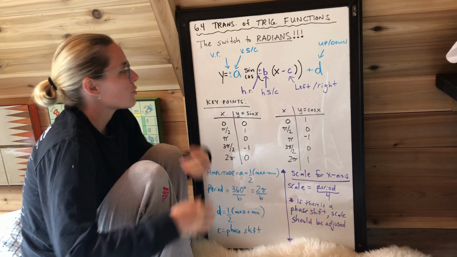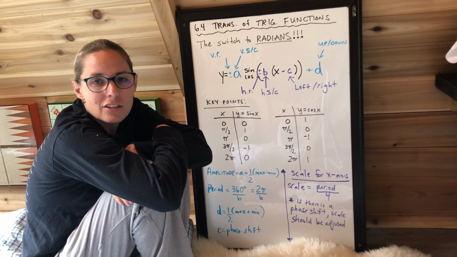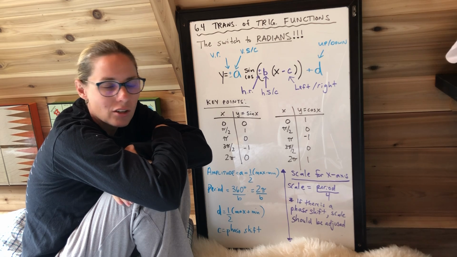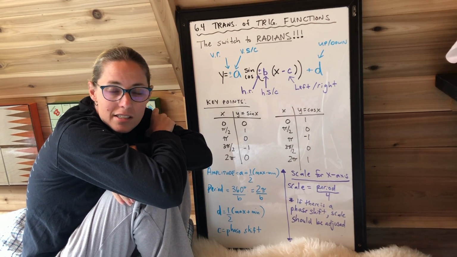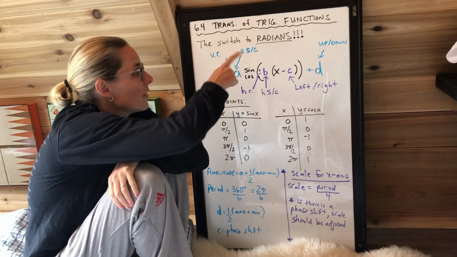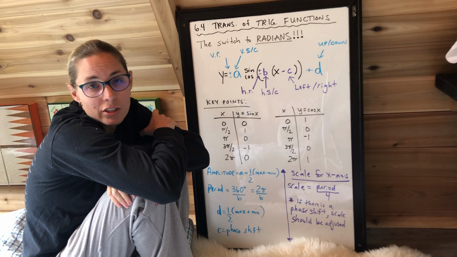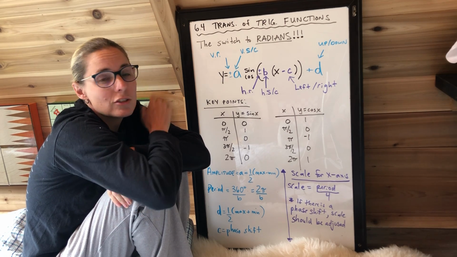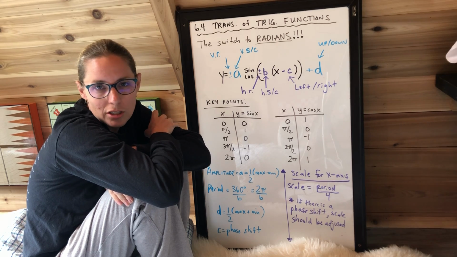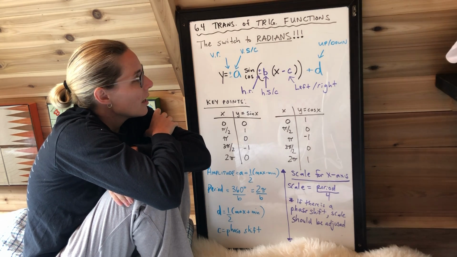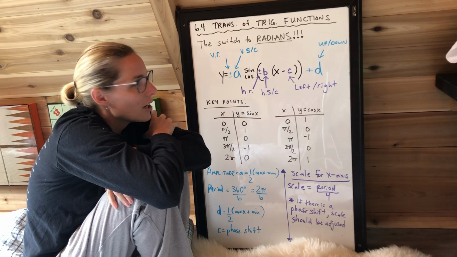Okay, 6.4 is transformations of trig functions. What I will say about this is it is nothing new. Not a single thing in this lesson is different from grade 11 other than we're now going to do it in radians instead of degrees. There will be questions in your textbook which are still in degrees, so you still need to know how to do that. But for the most part, we're going to completely transition into radians. And again, every time you see that pi, it's really 180 degrees.